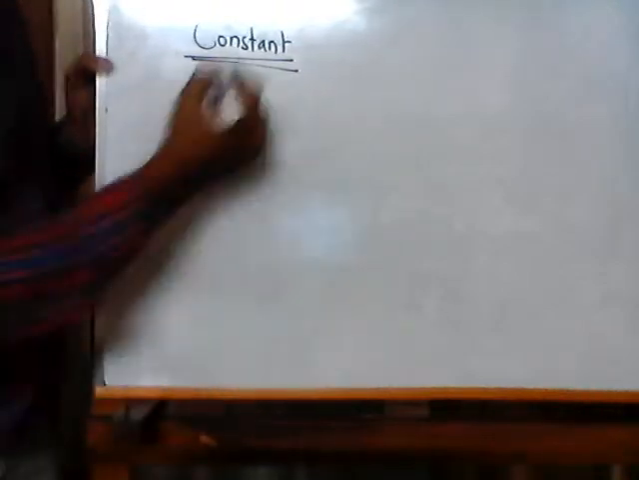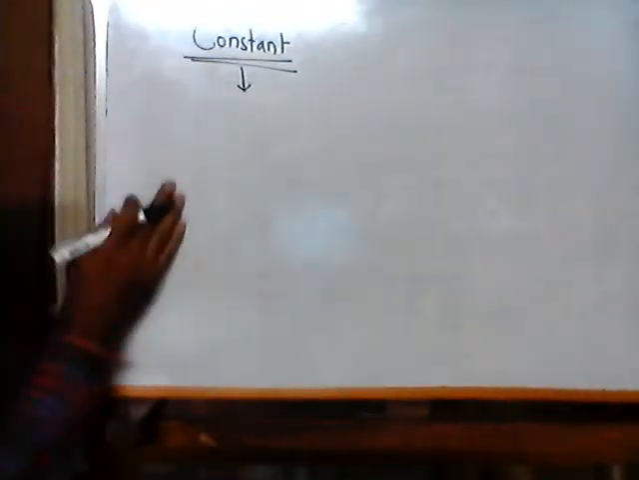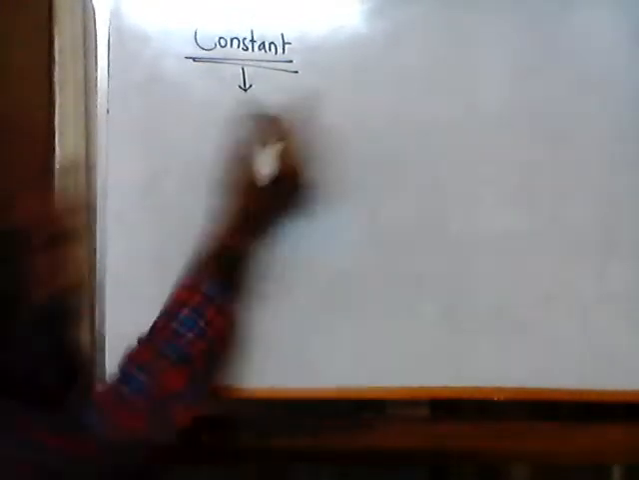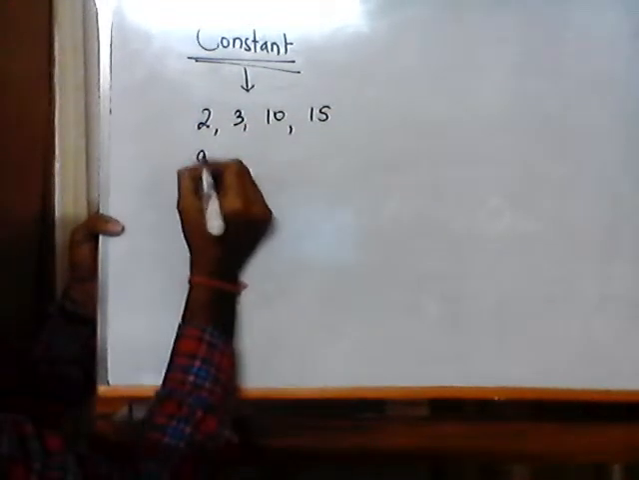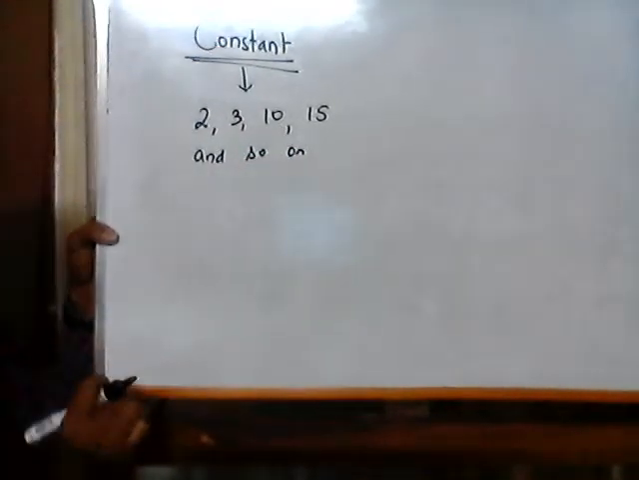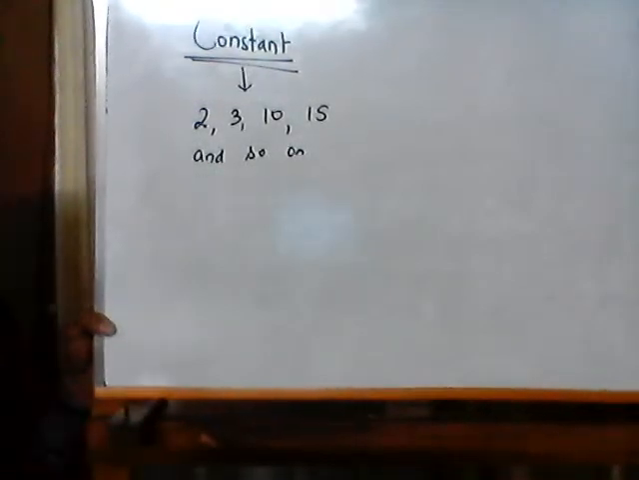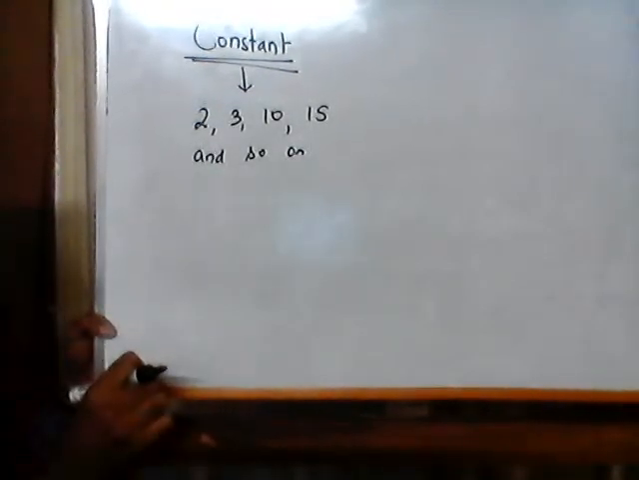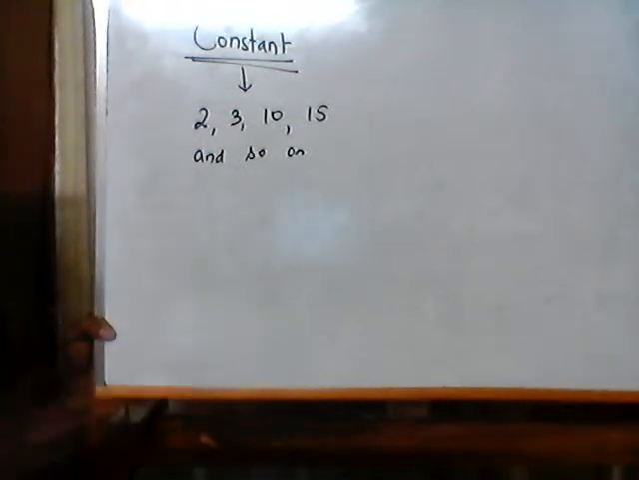Okay, so I shall explain you what is constant. Constant is anything that has a fixed numerical value. Usually the numbers like 2, 3, 10, 15, and so on. There are infinitely many numbers. It can be negative number, it can be positive number. All those numbers have fixed numerical value. So those are constants. Then let me explain you about variables.